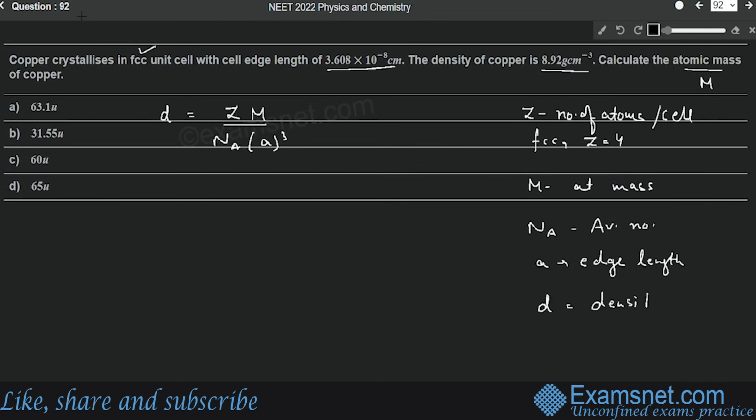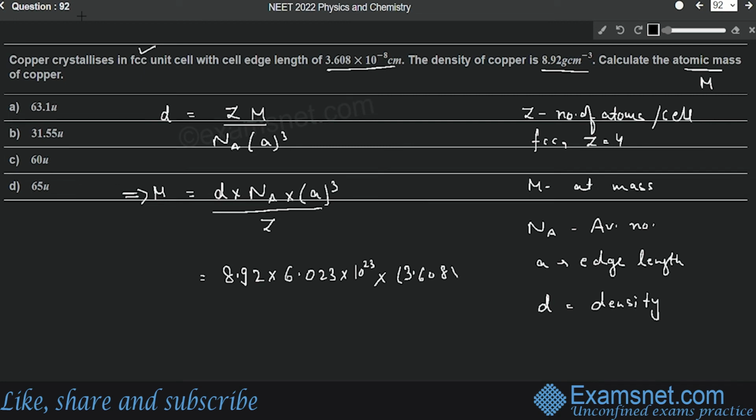Now, here we have to find out the atomic mass, that means M. So, M will be equal to density into Avogadro number into cube of edge length divided by Z, that means number of atoms per unit cell. So, here density is given as 8.92. Avogadro number is always constant, and that is equal to 6.023 into 10 to the power 23, into edge length is what?